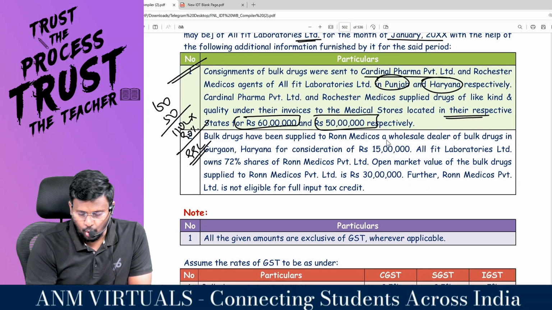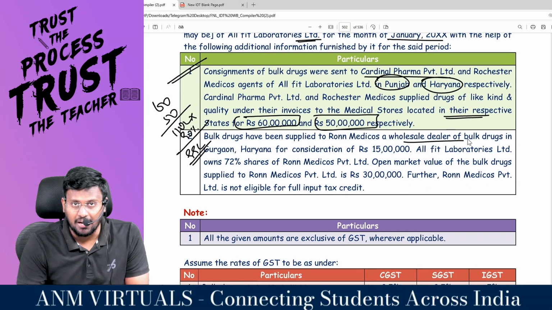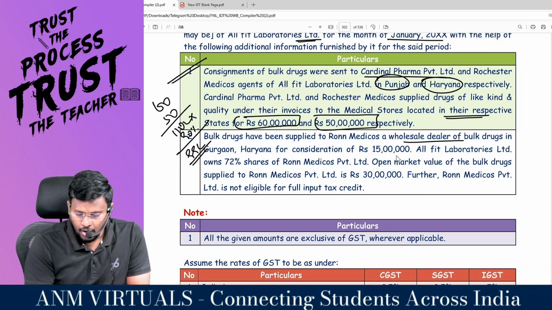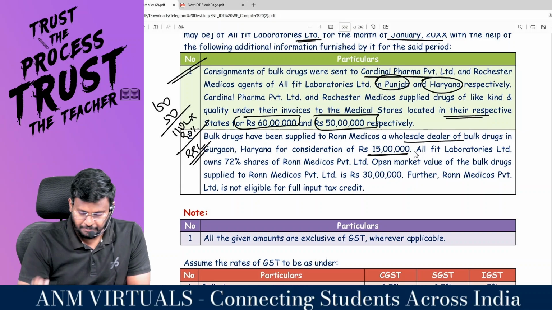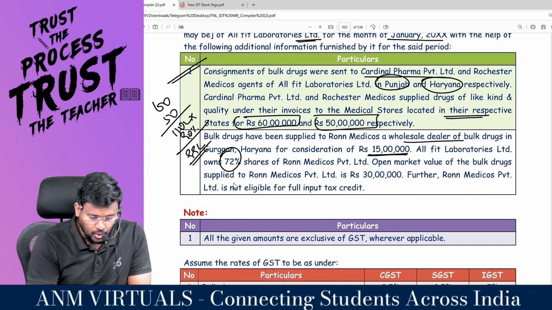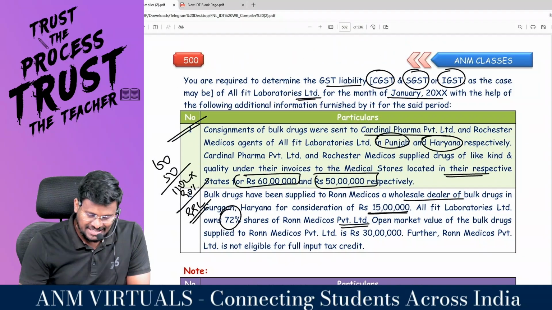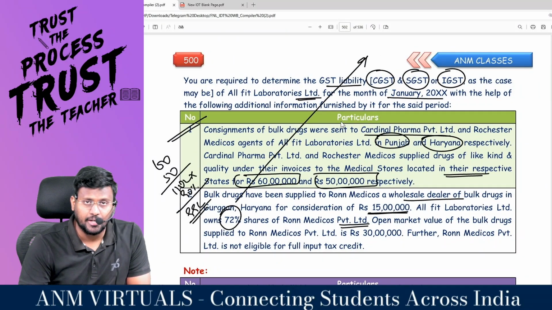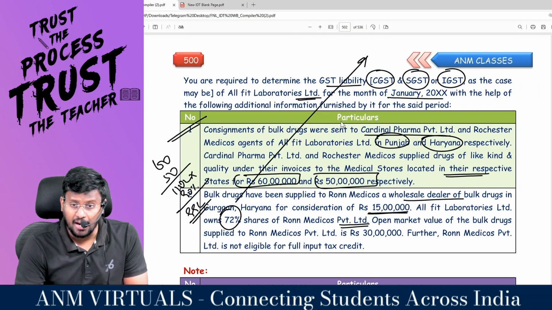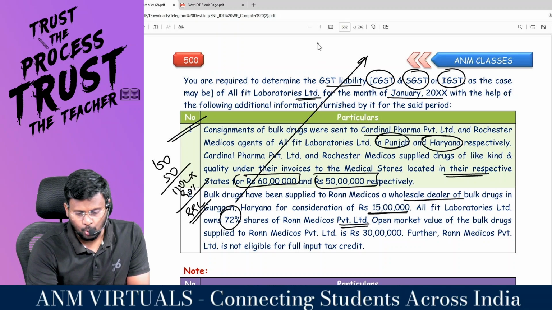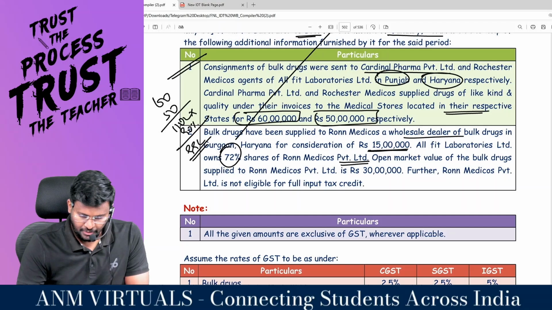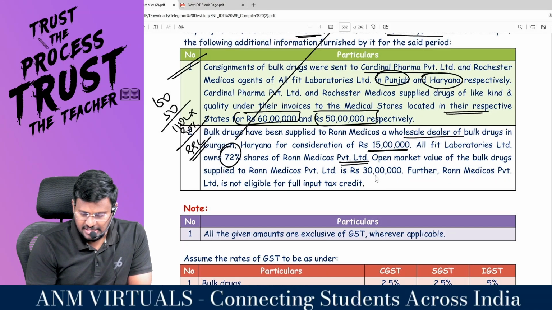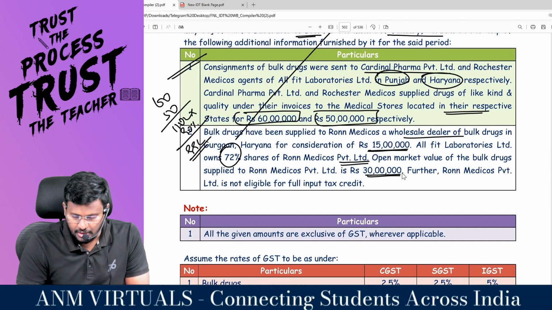Bulk drugs have been supplied to Ron Medicos, a wholesale dealer of bulk drugs in Gurugram, Haryana, for a consideration of 15 lakh. That means the agent, Allfit Laboratories Limited, owns 72% shares of Ron Medicos Private Limited. Fine. Since they hold 72%, one controls the other. They are related persons. Then rule number 28 will be applicable instead of rule number 29. Open market value of the drugs is 30 lakhs.